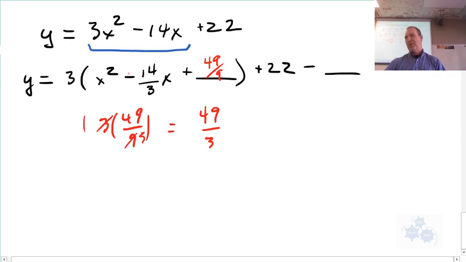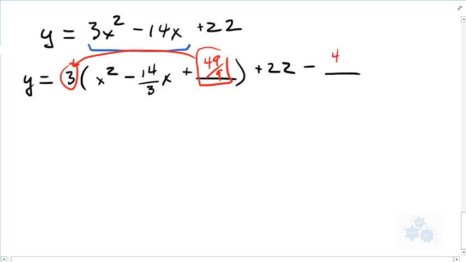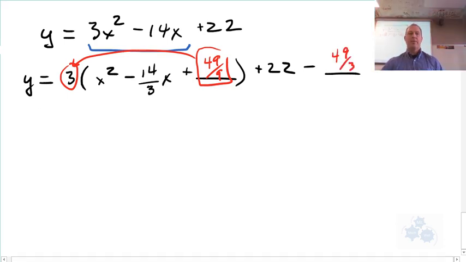Okay, I'm seeing some heads shake. Okay, so how did I get 49 over 3? I actually added 49 over 9 times 3. That's what I actually added. So when I simplify that, 3 times 49 over 9 simplifies to 49 over 3. Sorry for the interruption. So I actually need to subtract 49 over 3 out here then.